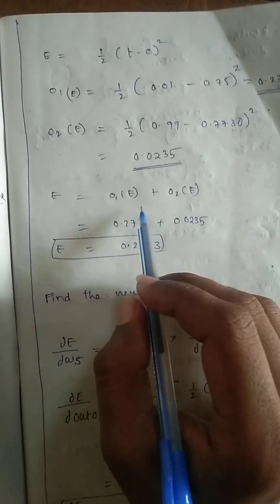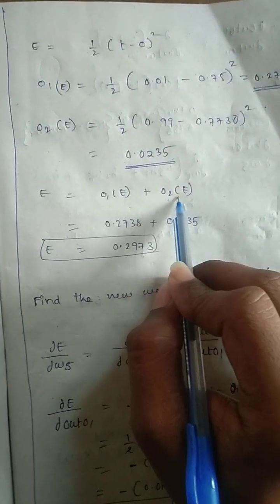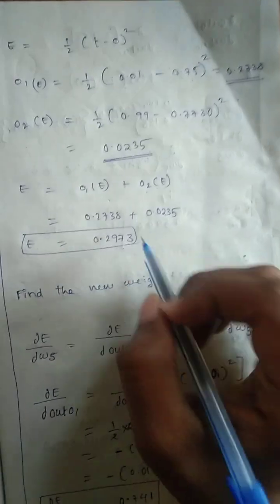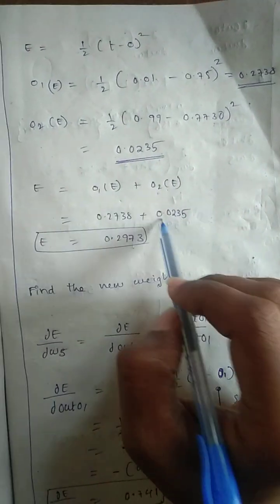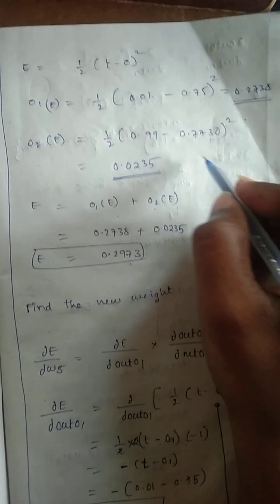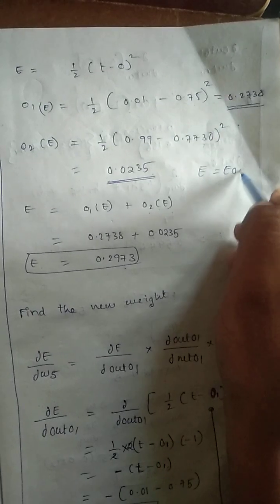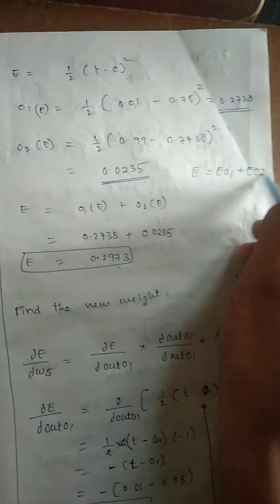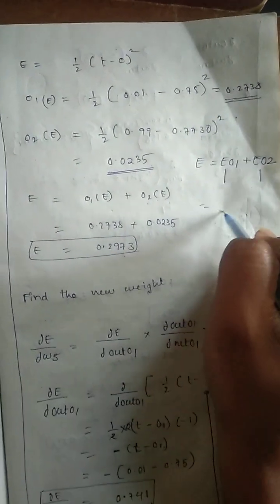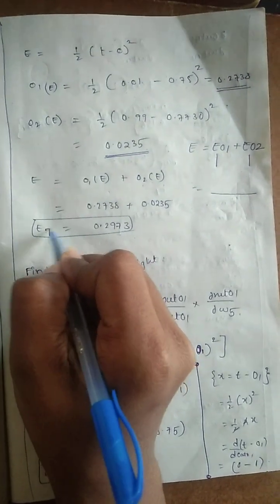And next, the error is equal to out1 error plus out2 error. How much is the out1 error? This is the output error, and how much is the out2 error? If we add both here, we get a single value. Generally, the total error formula is the total error equal to the error of out1 plus the error of out2. We find the error of out1 and out2, and if we add both errors, we get the total error. This is called the total error.